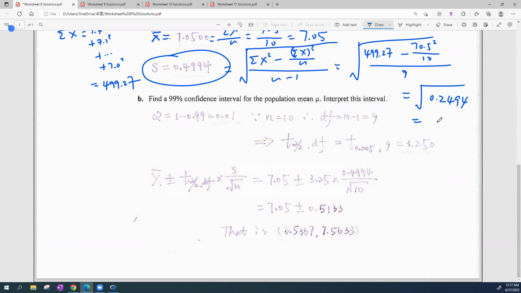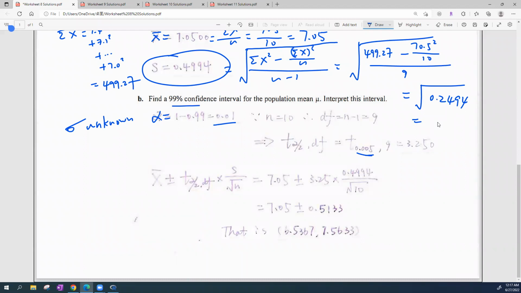Now we want to find the 99% confidence interval for the population mean mu and interpret this interval. Again, we don't have sigma information given, so sigma is unknown. For 99%, alpha equals 1 minus 0.99, so 0.01, and we should choose the t critical value. The degrees of freedom is n minus 1, which is 9. We first calculate the t critical value, t sub alpha over 2, so 0.01 divided by 2 is 0.005. That's why we have that here, with degrees of freedom 9.